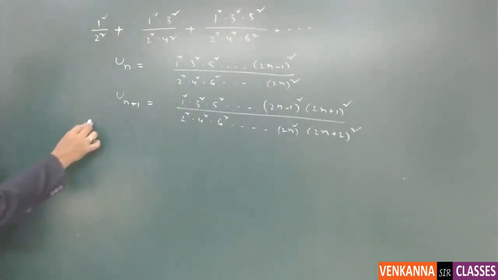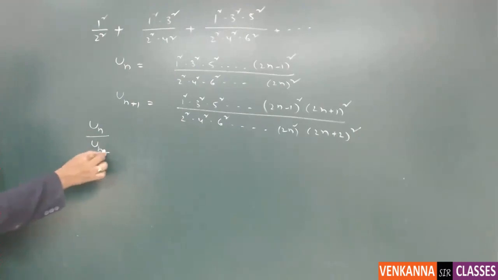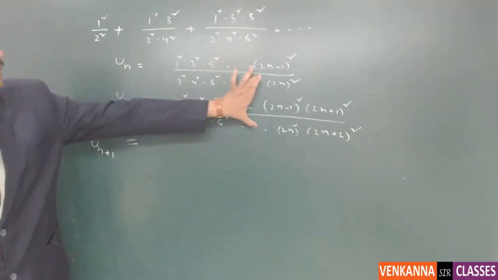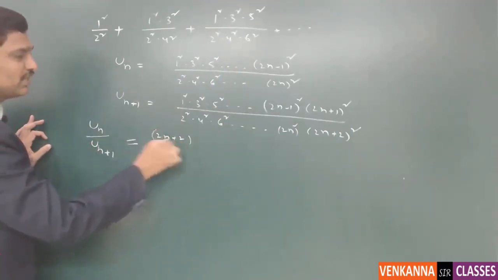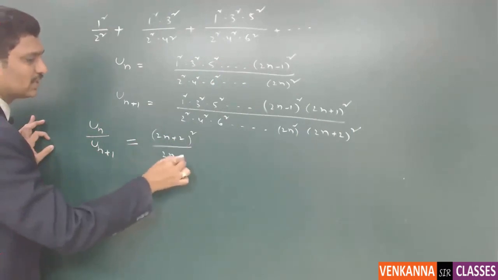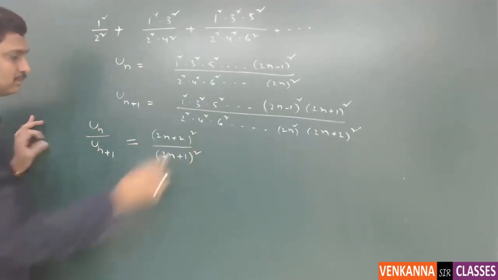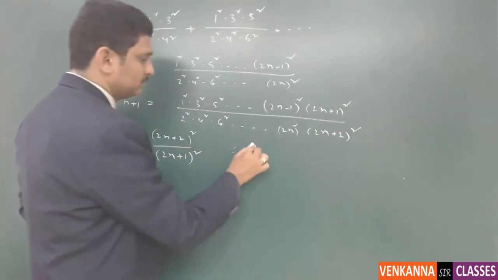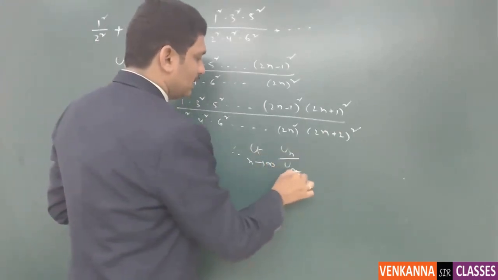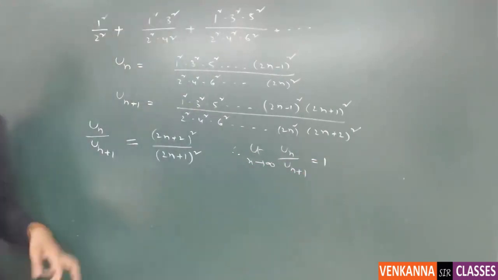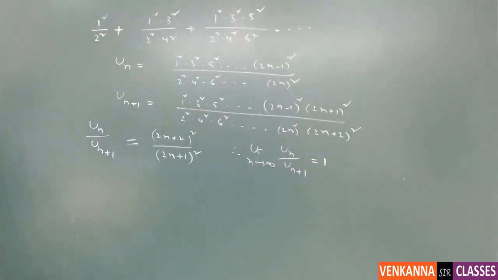If you calculate un by un+1, up to this part the terms are common, so the value is equal to (2n+2)² by (2n+1)². If you apply the limit n tends to infinity of un by un+1, the limit value is equal to 1. So please take a note of it. Then I will proceed.